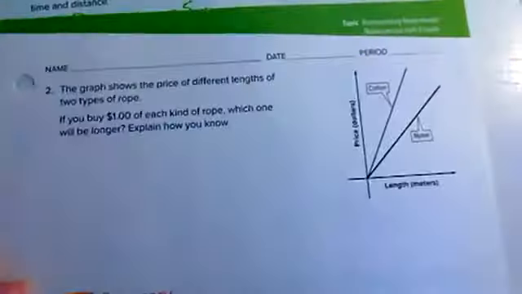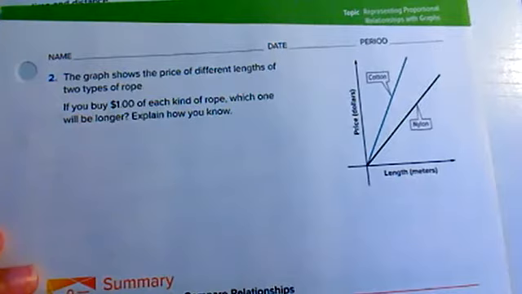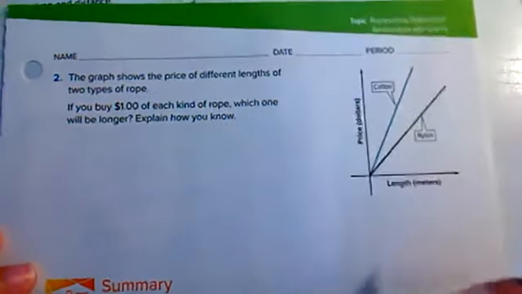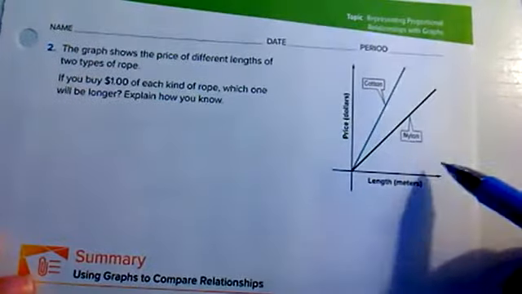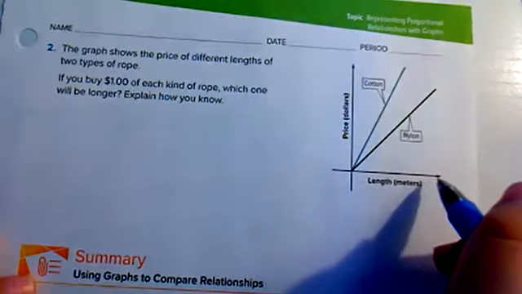All right, we have this one that also goes along with it. So the graph shows the price of different lengths of 2 types of rope. If you buy $1 of each kind of rope, which one will be longer? So how would we know which one would be longer? So here's the price and here's the length.